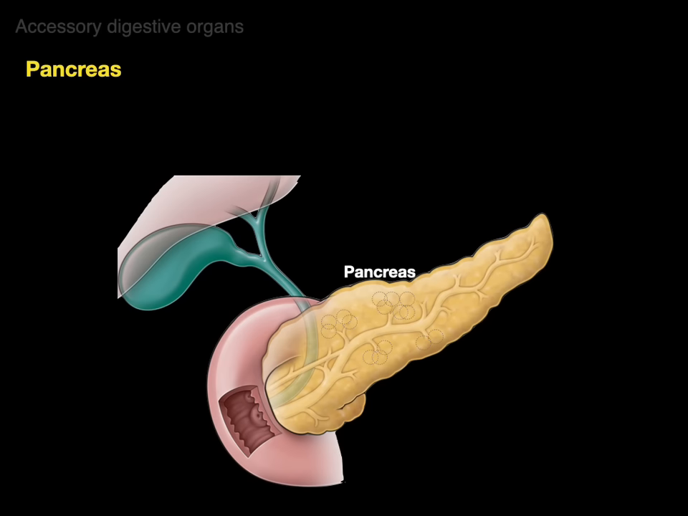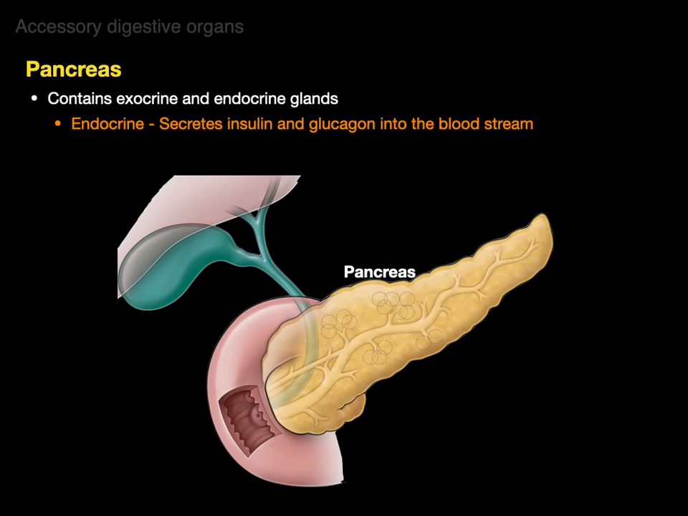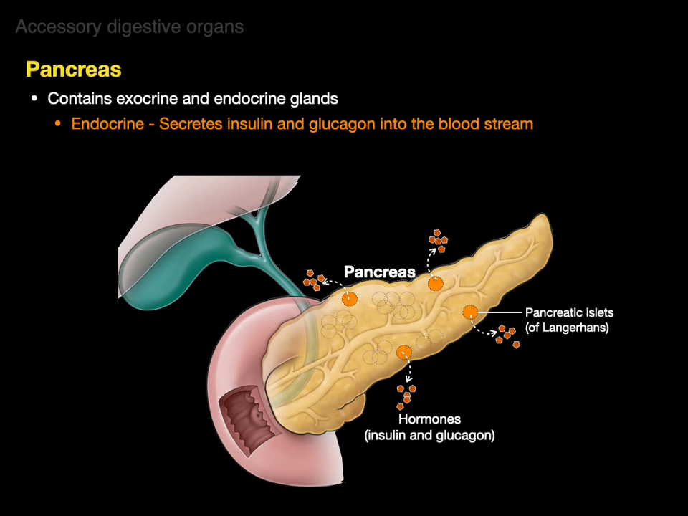Now, the pancreas also contains endocrine glands. In contrast, endocrine glands secrete their products into the bloodstream, which then circulates them. The pancreas secretes insulin and glucagon. We have these things that I've drawn in orange circles. They're called pancreatic islets of Langerhans. And that is what's producing the hormones insulin and glucagon. And so insulin will take macromolecules like sugar, glucose, and put them into the cells. Glucagon will take macromolecules like glycogen and break them down and dump glucose into the bloodstream.